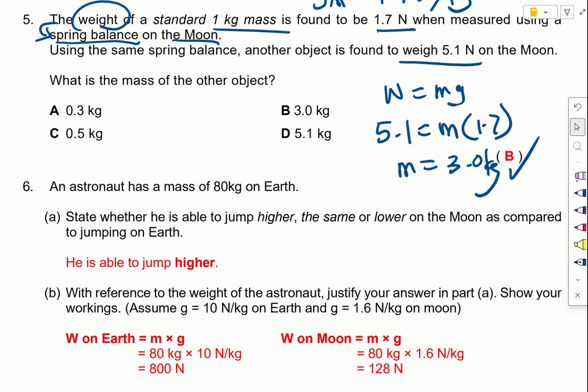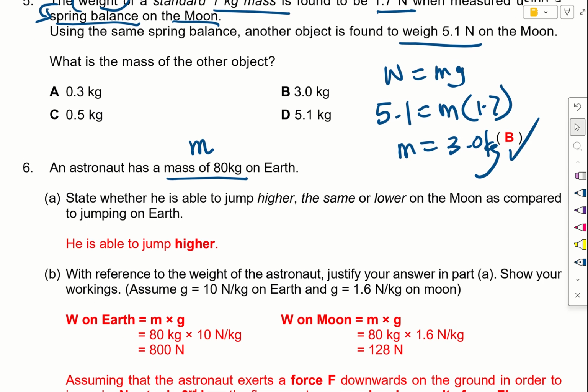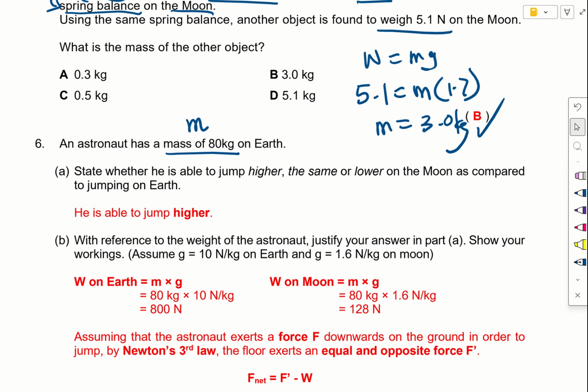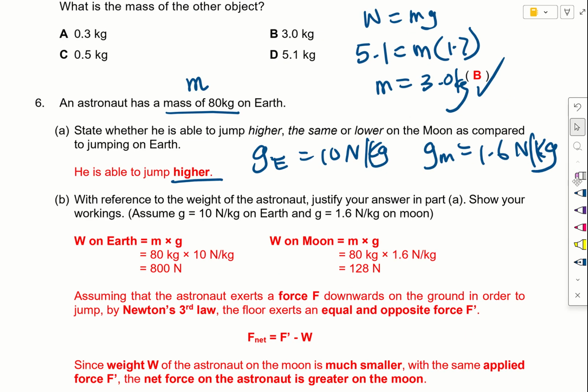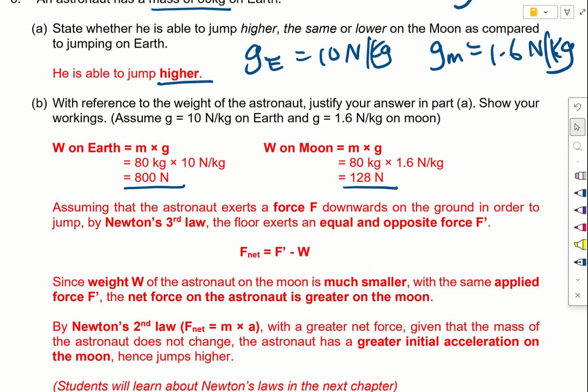Now, an astronaut has a mass of 80 kg on Earth. So this is his mass. State whether he's able to jump higher, the same or lower on the moon as compared to jumping on Earth. So he can jump higher. If I take g Earth to be 10 Newton per kg and g moon is 1.6 Newton per kg, I can then calculate out his weight on Earth and on the moon.